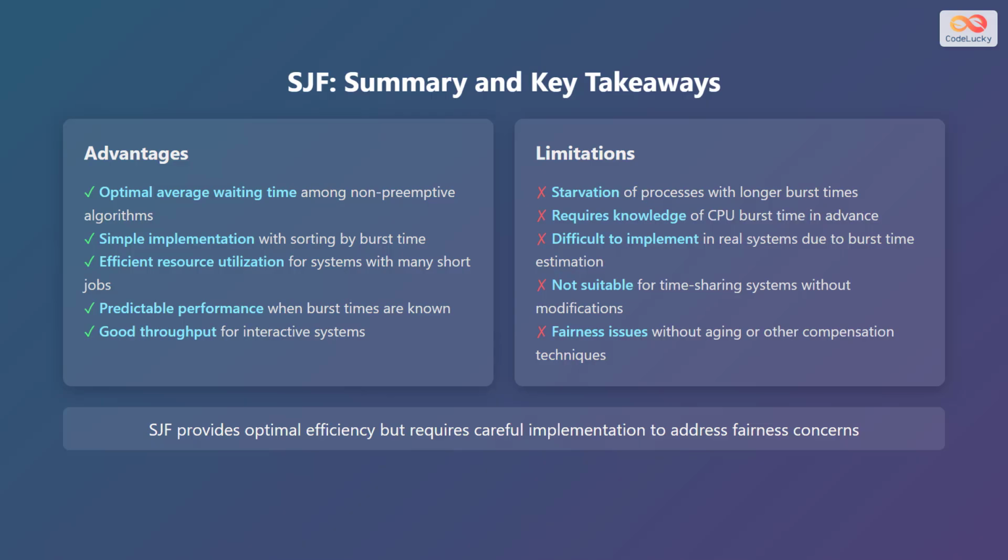It requires knowledge of CPU burst time in advance. It is difficult to implement in real systems due to burst time estimation. It is not suitable for time-sharing systems without modifications, and it has fairness issues without aging or other compensation techniques. In summary, SJF provides optimal efficiency, but requires careful implementation to address fairness concerns.